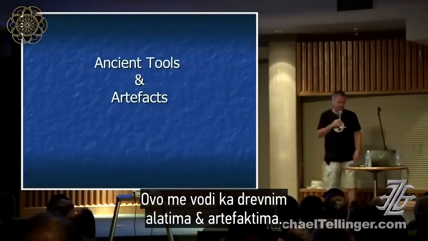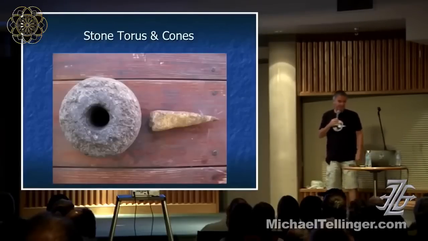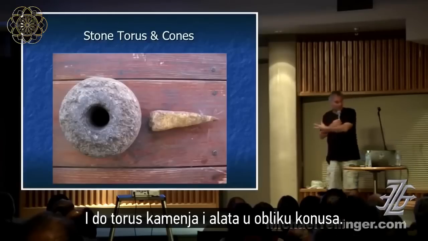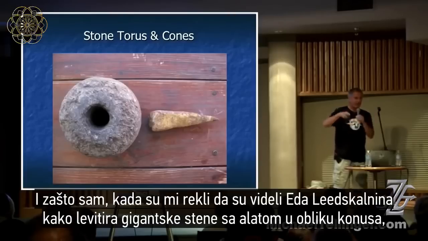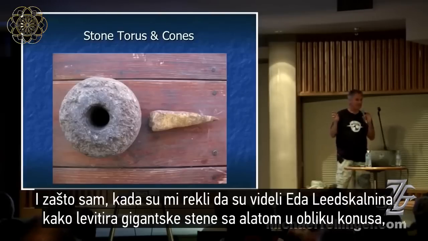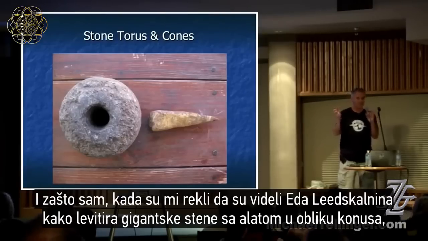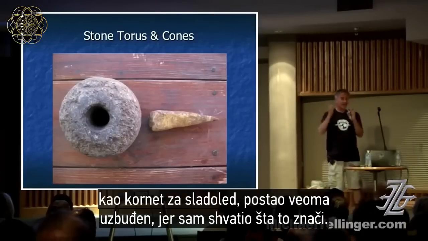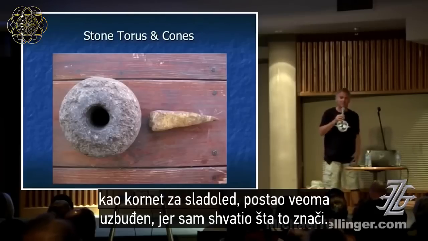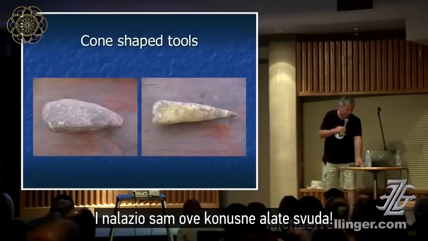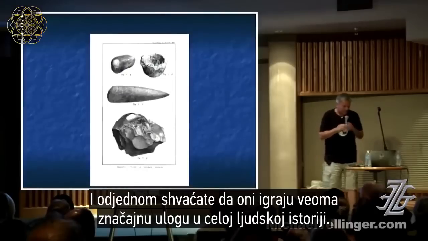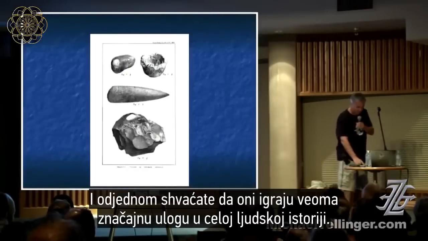So this brings me to the ancient tools and artifacts, the torus stones and the cone-shaped tools. Now suddenly you have a very different take on why I get excited about the cone-shaped tools, and why, when I was told that Ed Leedskalnin was seen levitating giant rocks with these cone-shaped tools as ice cream cones, I got extremely excited because I understood what it means. I've been picking up these cone-shaped tools everywhere, and suddenly you realize that they play a very important role in all of human history.